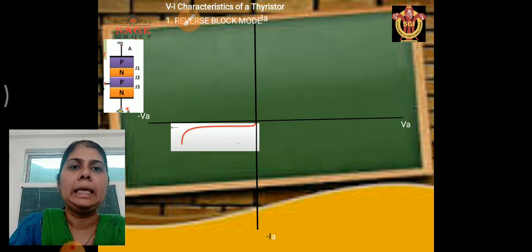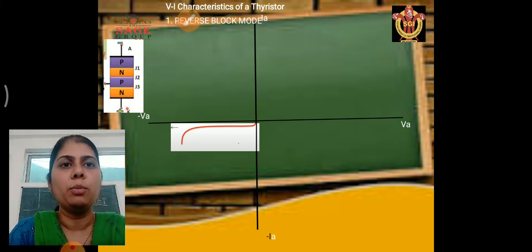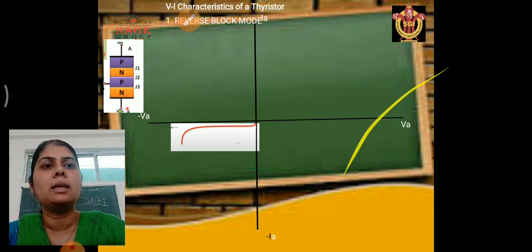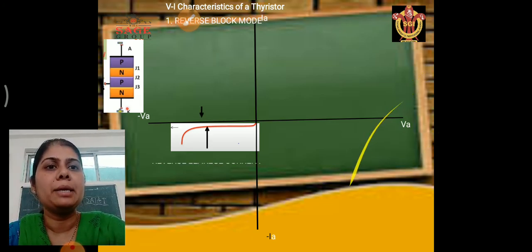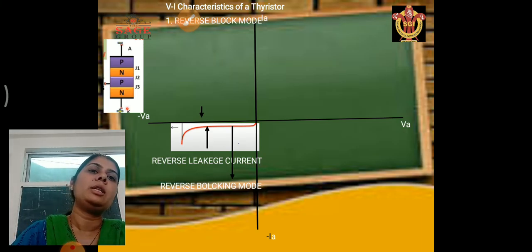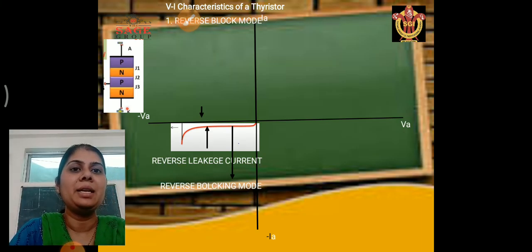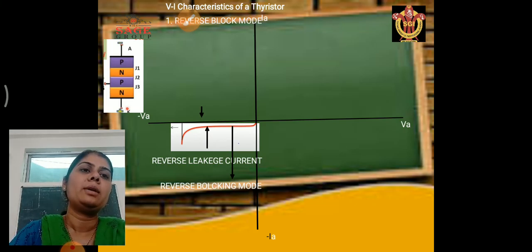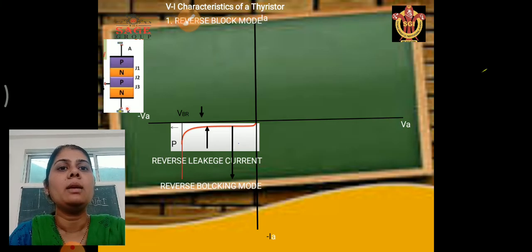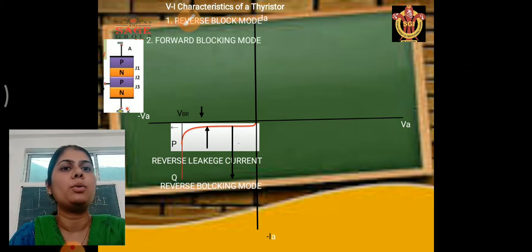Firstly, we will see reverse blocking mode. In this mode, a small leakage current will flow. This is the small leakage current, and this region is called reverse blocking mode. The voltage at which breakdown occurs and the current rapidly increases is called the reverse breakdown voltage, VBR. Here O, P and Q show the reverse breakdown mode.